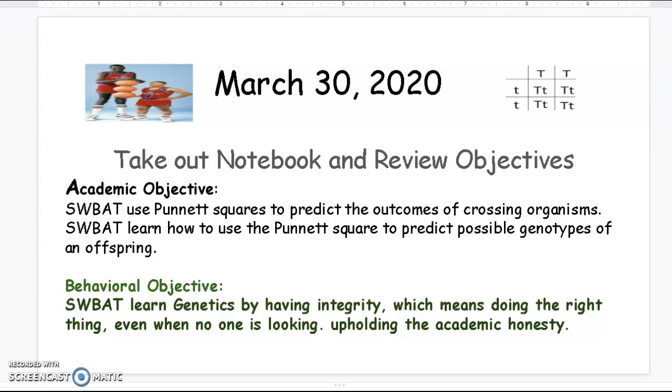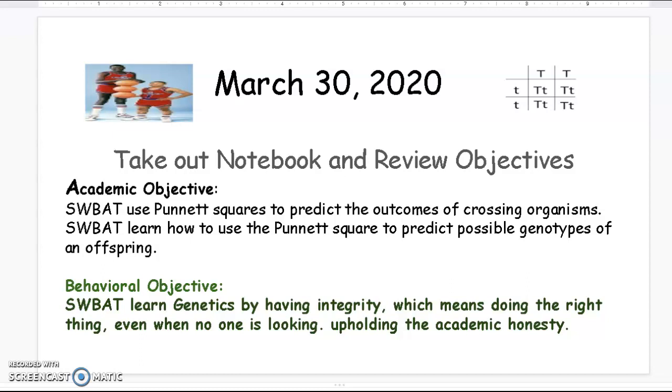Good morning, scholars. Today you will be learning about Punnett squares in order to predict the outcomes of crossing organisms. And while you're learning about the Punnett square, you're also going to be learning how to use the Punnett square to predict possible genotypes of an offspring.